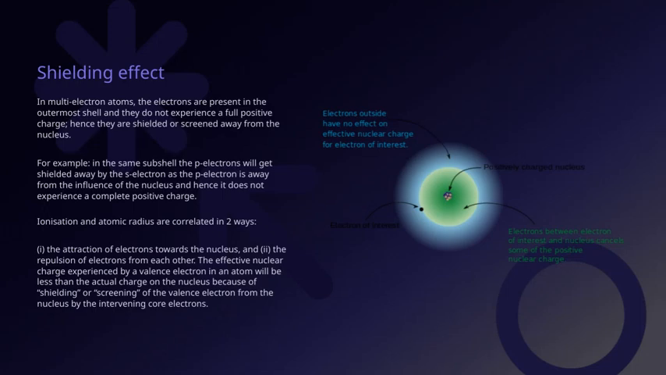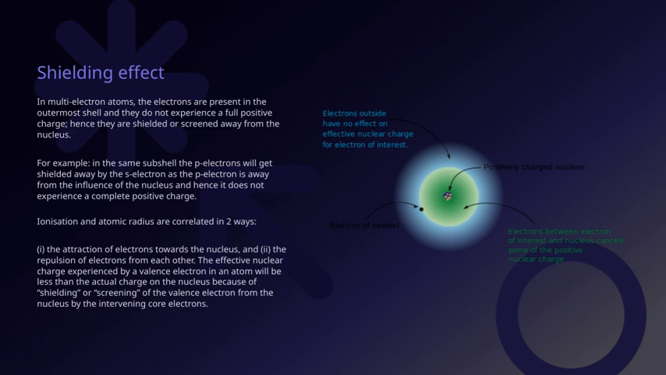Let's explore how electrons interact with the nucleus and with each other. There are two main forces at play here. First, the attraction of electrons towards the nucleus, which is driven by the positive charge of the nucleus, and second, the repulsion between electrons themselves. Now, because of this interplay, the effective nuclear charge that a valence electron experiences is actually less than the total positive charge of the nucleus.